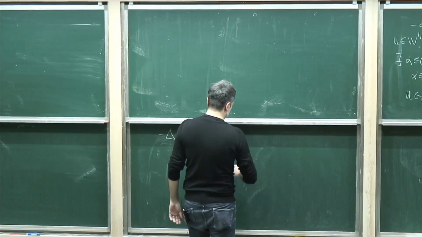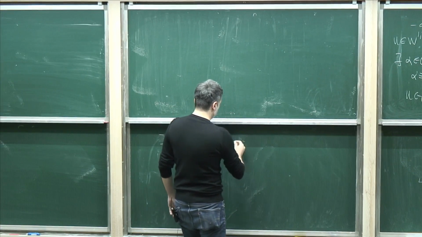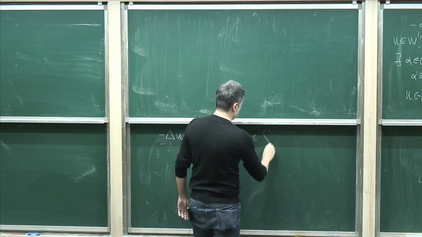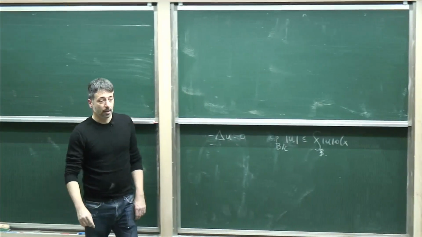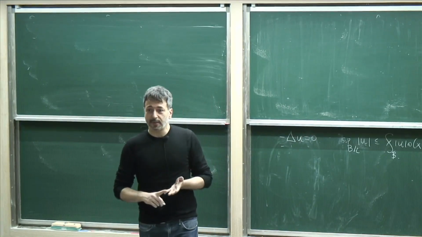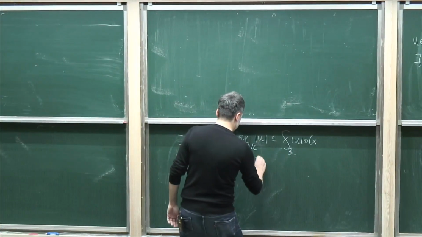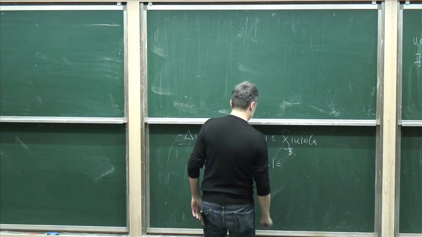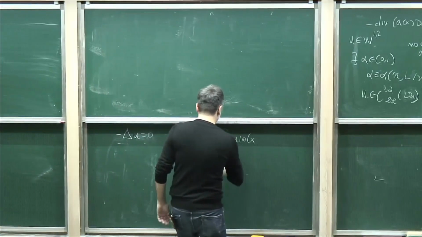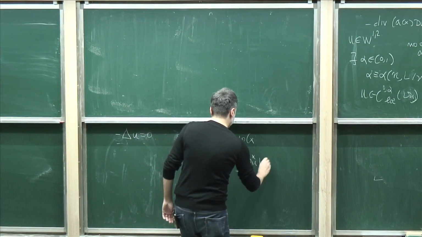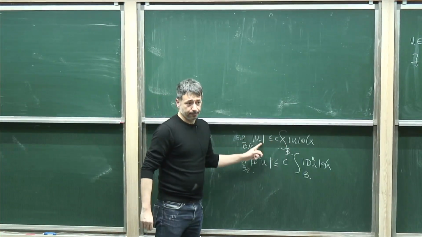And mean value properties are things like this. They easily imply that, for instance, if you take a ball, and you take half of the ball, and you take the sup of the modulus, then this can be bounded by the integral. But as you know, every derivative of a harmonic function is still a harmonic function, so this actually holds for every derivative, where this is, let's say, a multi-index of order k. And there will be a constant here. Actually, there's no constant. This is called L1 L infinity.